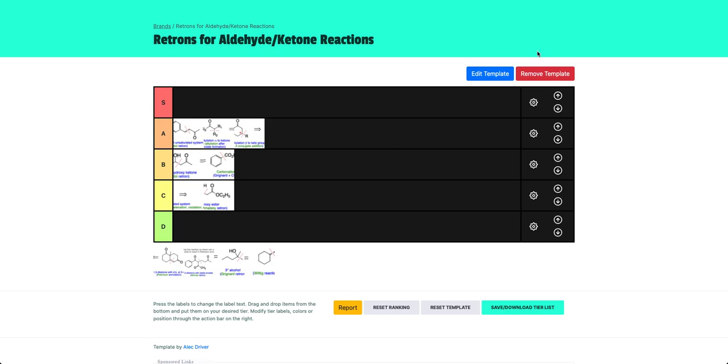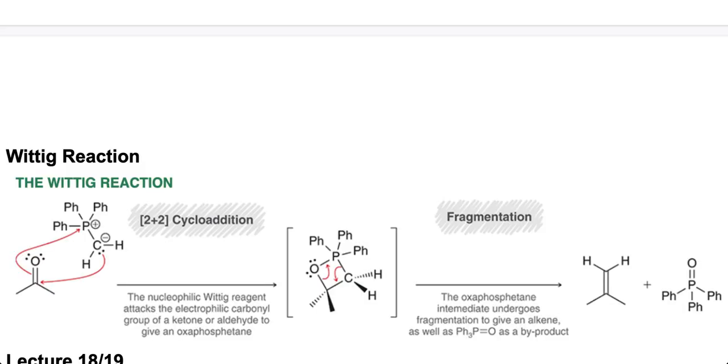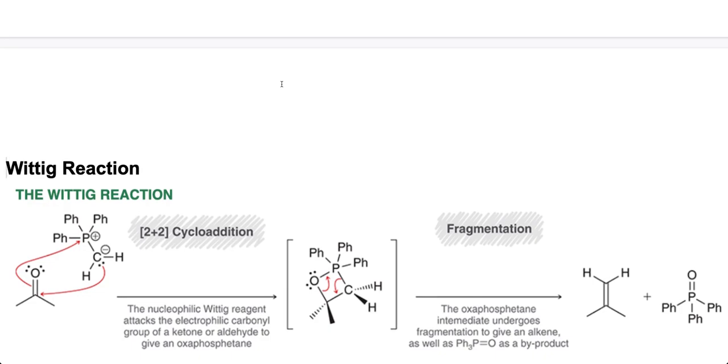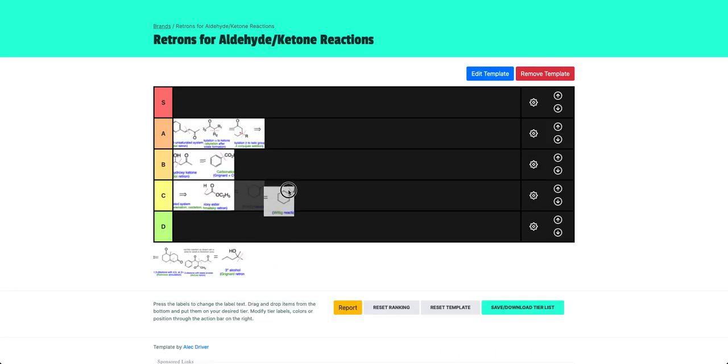The next reaction, though, is the Wittig reaction. And this is another really fun one. I love the intermediate, it creates the box, and you essentially pop out with your phosphorus and phenyl groups double bonded to the oxygen, and then you can attach essentially whatever R group you want on the other side of a double bond. It's really great, really useful. So that's another A tier reaction for me.